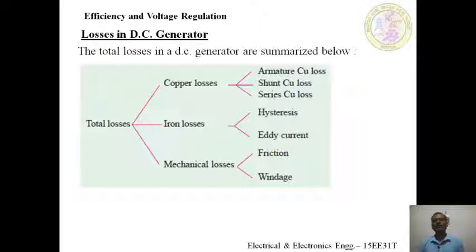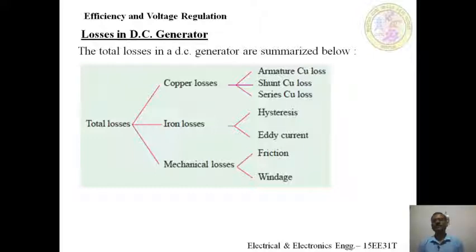To reduce this hysteresis loss, silicon content steels are used in constructing the core of the generator. Another core loss is eddy current loss. Eddy current loss is the loss produced due to the eddy currents produced in the core of the armature.